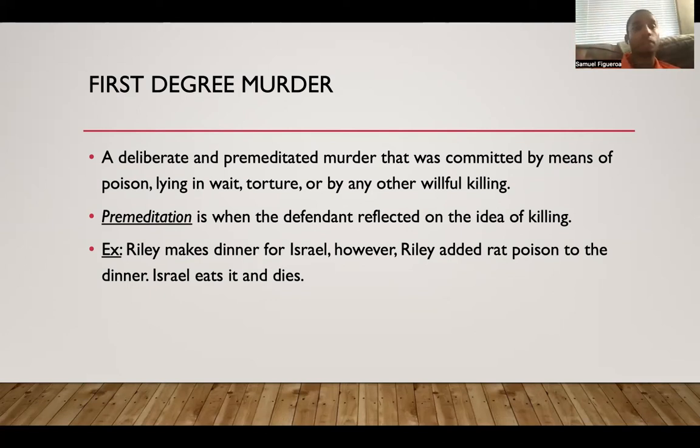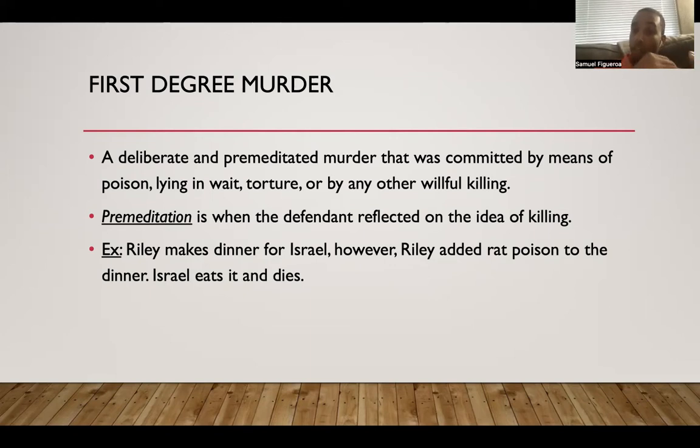An example of this: Riley makes dinner for Israel. He planned the dinner beforehand. He wanted to do it for Israel. However, Riley intentionally added rat poison to the dinner. So once Israel eats the dinner, he will die. As you can see through this example, Riley had the requisite intent to kill Israel. He wanted to do it. He desired to do it. He planned it before the actual killing occurred.